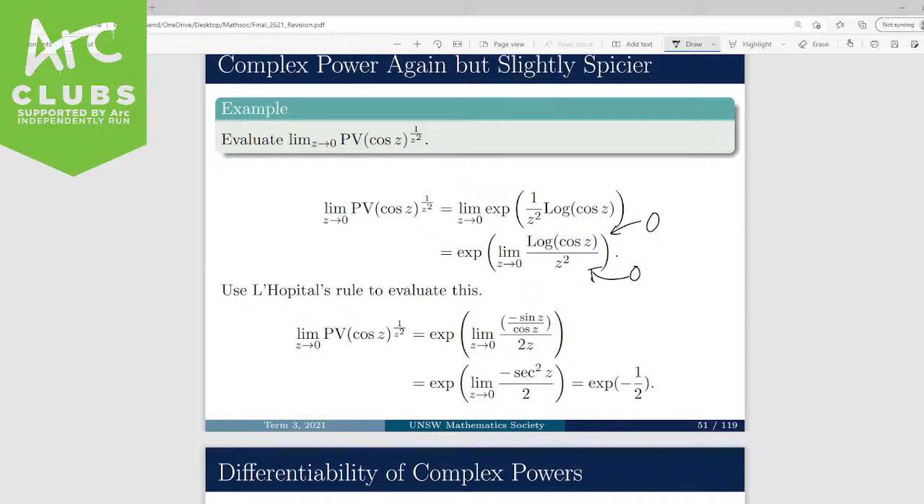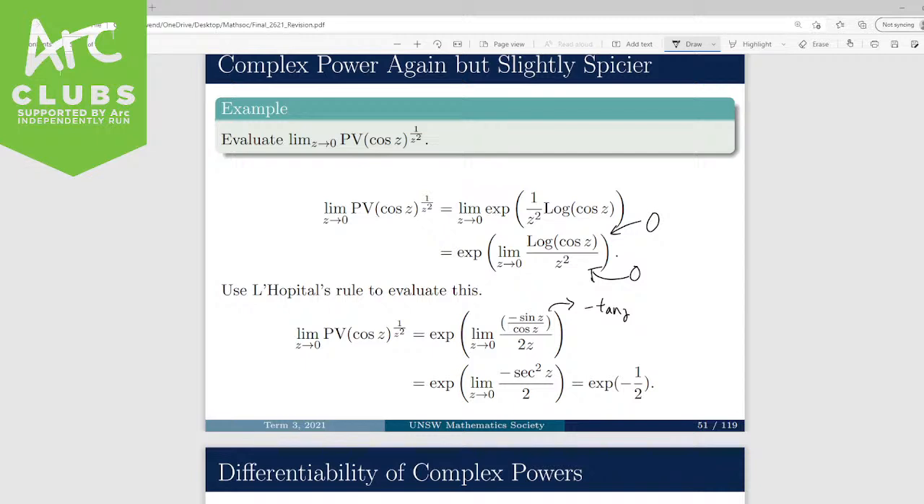If you just use a little chain rule, that's still not enough. So keep going. Differentiate it again. Negative sine z on cosine z, remember, is just negative tan z. So it differentiates to negative sec squared. 2z differentiates to 2. And now you're good. Now when you sub in 0, you get negative half, since sec z is 1.